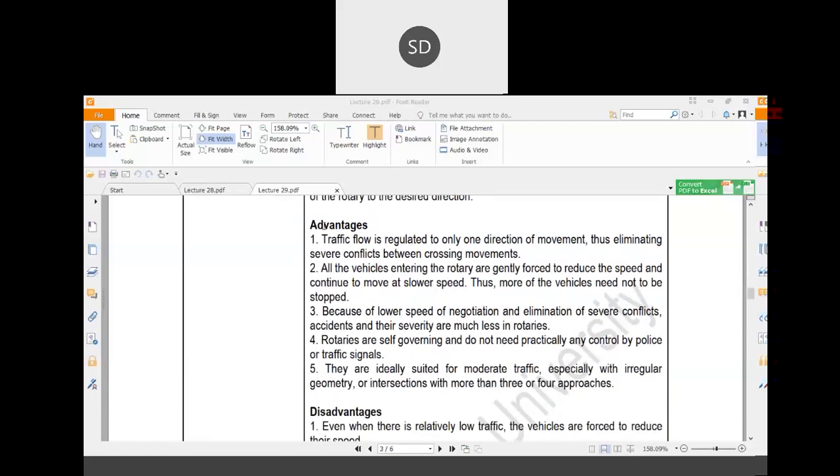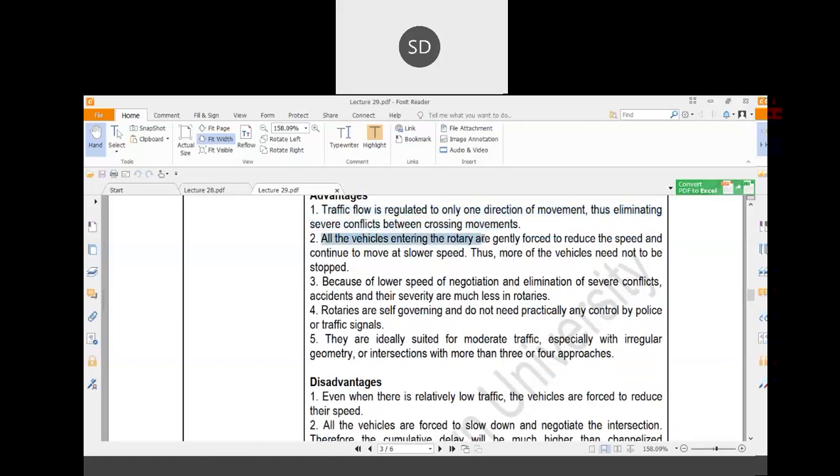So these are some of the advantages of the rotary intersection. One is that traffic flow is regulated to only one direction of movement, thus eliminating severe conflicts between crossing movements. So you are eliminating all the crossing conflict points because all of your traffic flows are forced to move in a single direction, and that direction is around the roundabout.